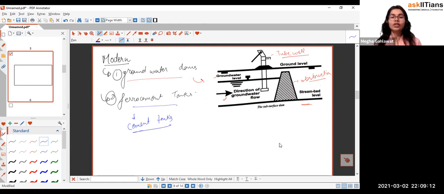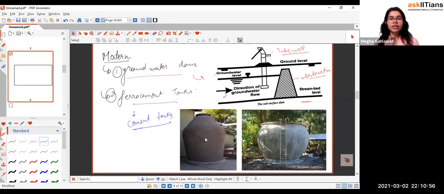Let me just give you a picture in order for you to relate properly. Now moving to this ferrocement tank, as the picture shows, what you see right here is a tank. This could either be placed in an open area, or it could be constructed at the side of the house.